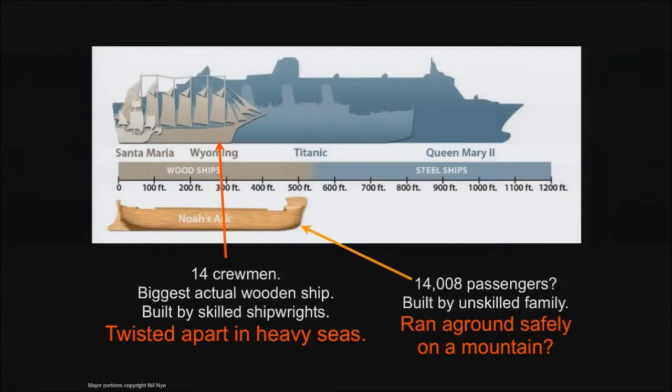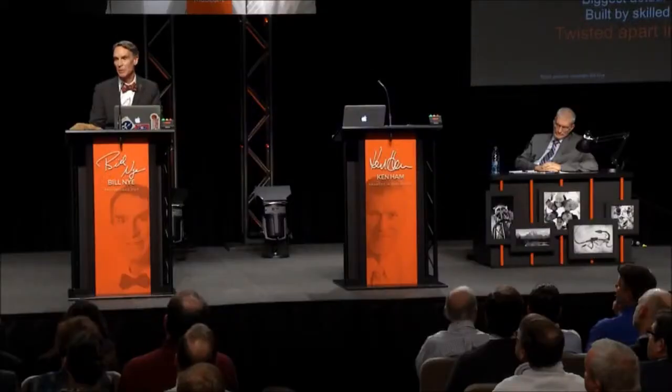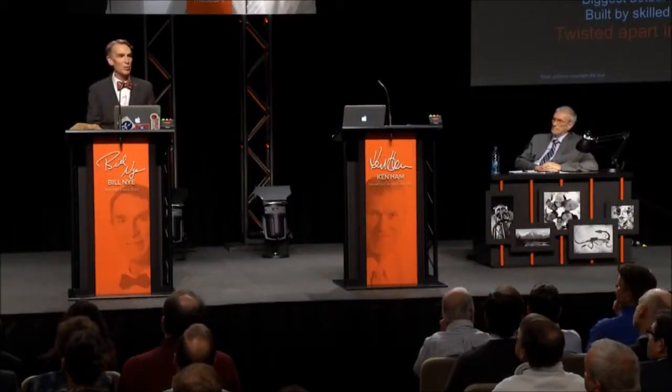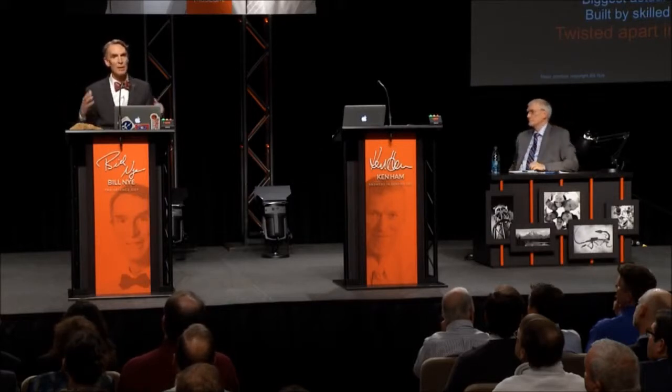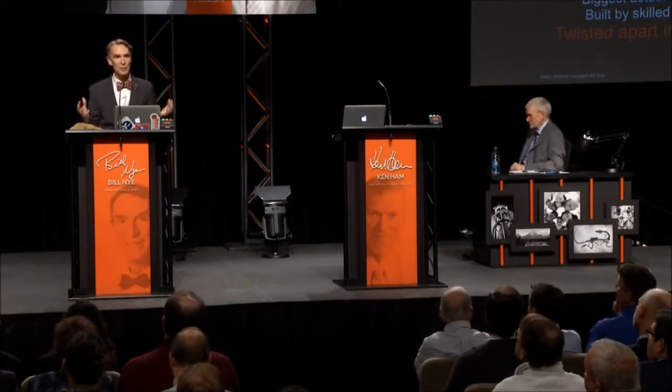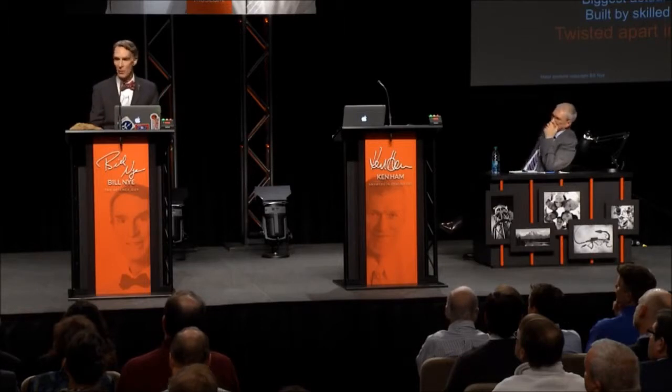So there were 14 crewmen aboard a ship built by very, very skilled shipwrights in New England. These guys were the best in the world at wooden shipbuilding. And they couldn't build a boat as big as the Ark is claimed to have been. Is that reasonable? Is that possible? That the best shipbuilders in the world couldn't do what 8 unskilled people, men and their wives, were able to do.